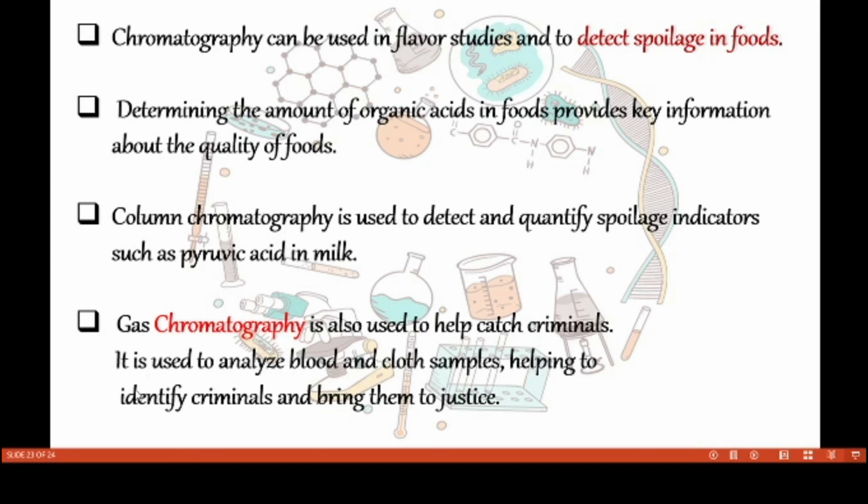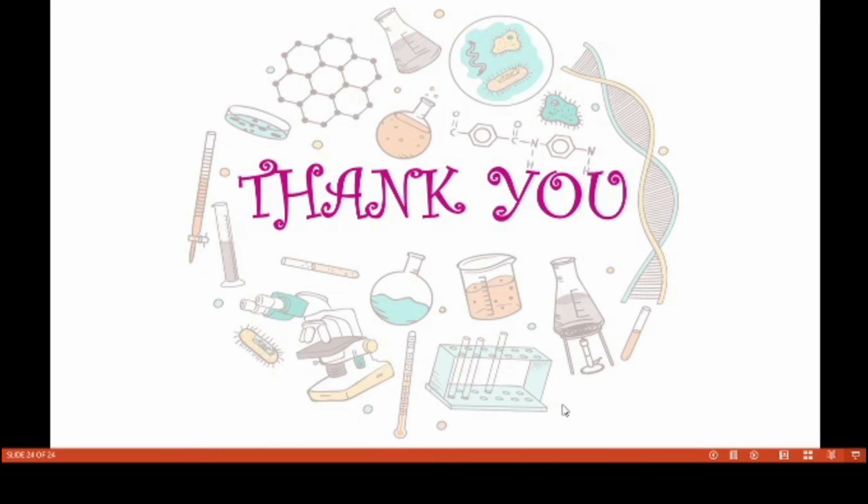And the chromatography method is also used to help catch criminals. It is used to analyze blood and cloth samples, helping to identify the criminals and bring them to justice. Okay, students, I hope you all understood well.